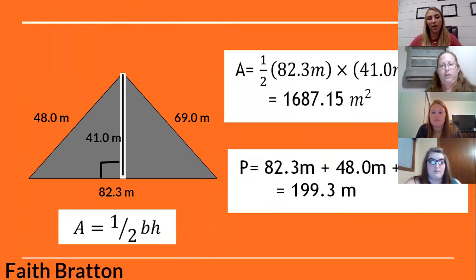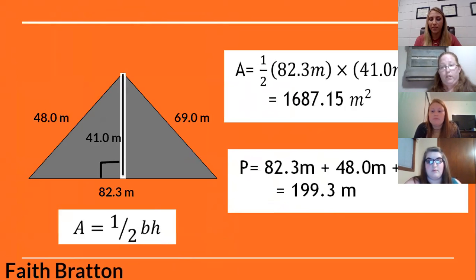Okay, so we're going to start out with the area of this triangle given to us on our left. We're going to plug in our base, which is 82.3 meters, and our height, which is the middle of the triangle, split down. You can see that it's a right triangle by the marker that's showing it. And so we know that the middle of the triangle is 41.8, so that will be our height of the triangle. Okay, so we're going to multiply all those times 1/2, and you're going to get 1,687.15 meters squared.